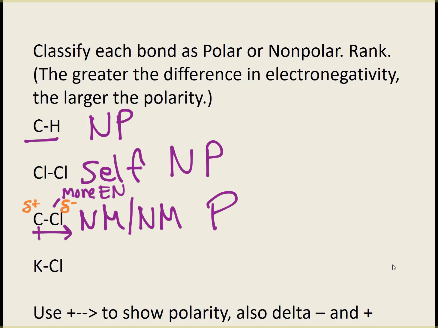Let's look at the last one here. We have potassium, which is a metal, and this is a nonmetal. So this would be ionic. It is also polar, but it's a transfer. So this one is completely negative, and this one is completely positive. And that's why they're sticking together. That's the definition of an ionic bond.